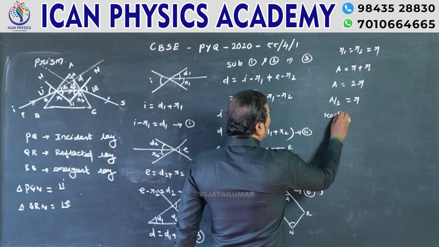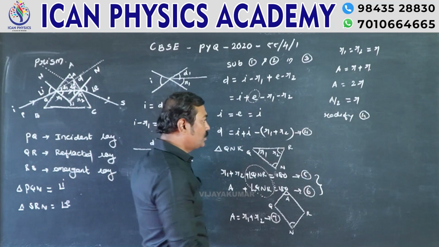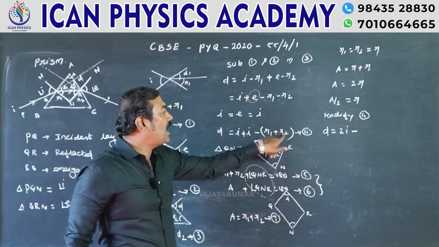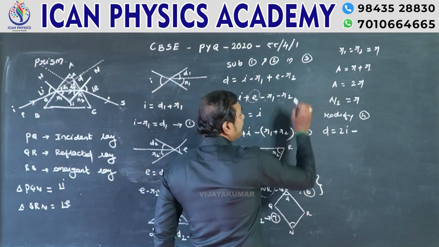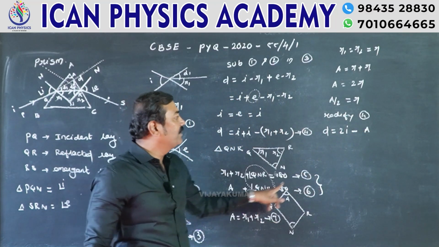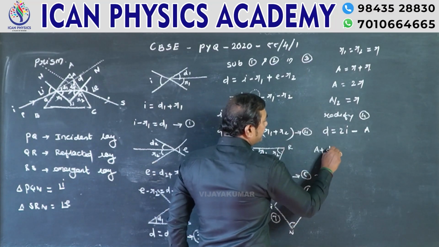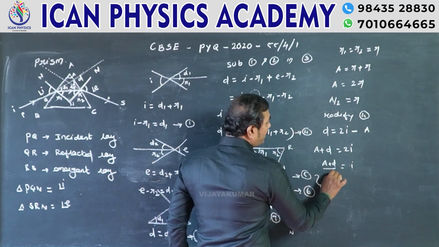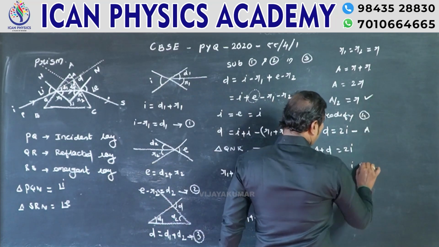Modify 4. So I plus I, 2I. So D equals 2I minus R1 plus R2. R1 plus R2 can be taken as A. So the minus A comes to this side as plus A. So A plus D equals 2I. Then I equals A plus D by 2. Okay. So now we have calculated the values of R and I.